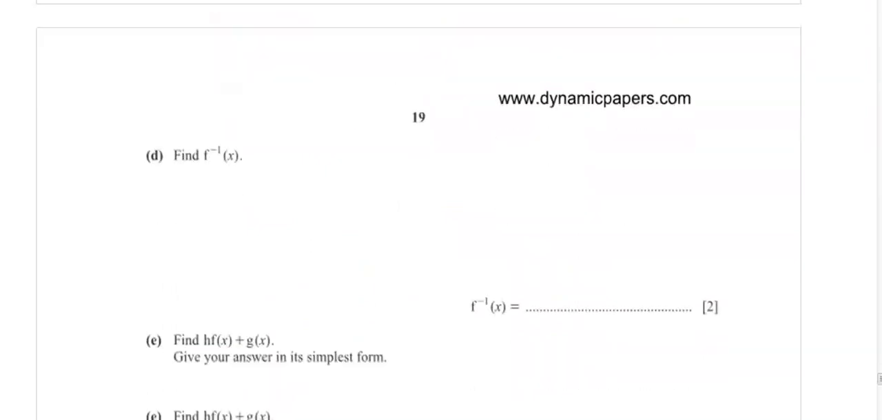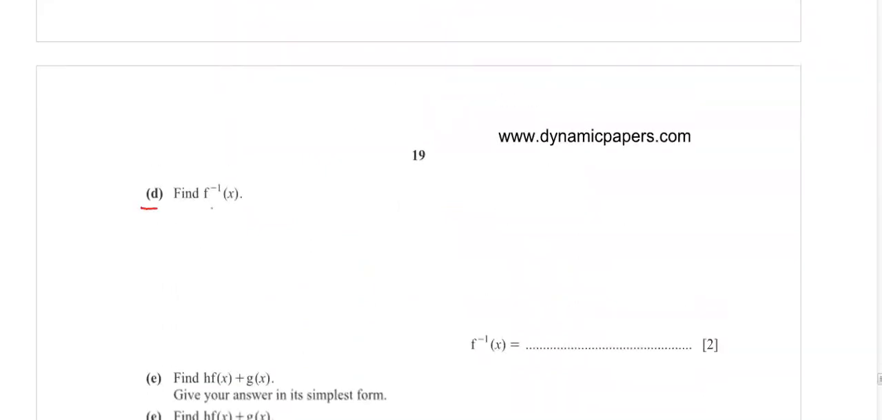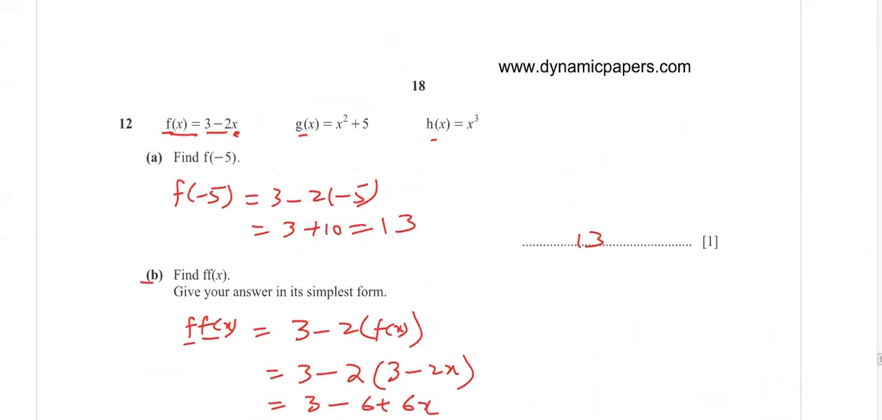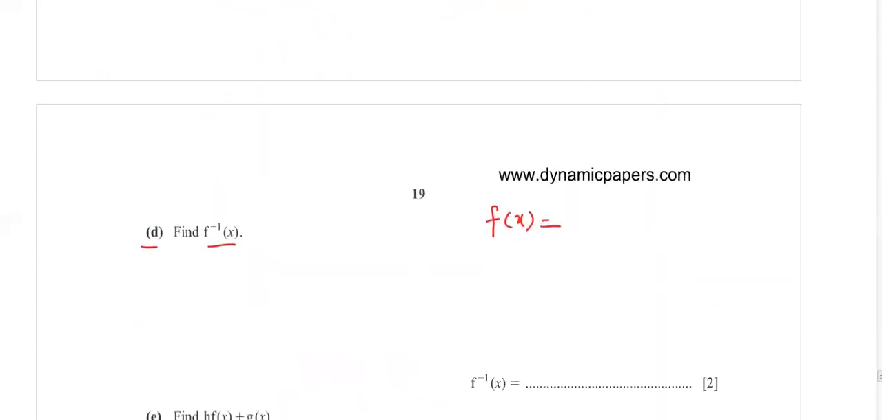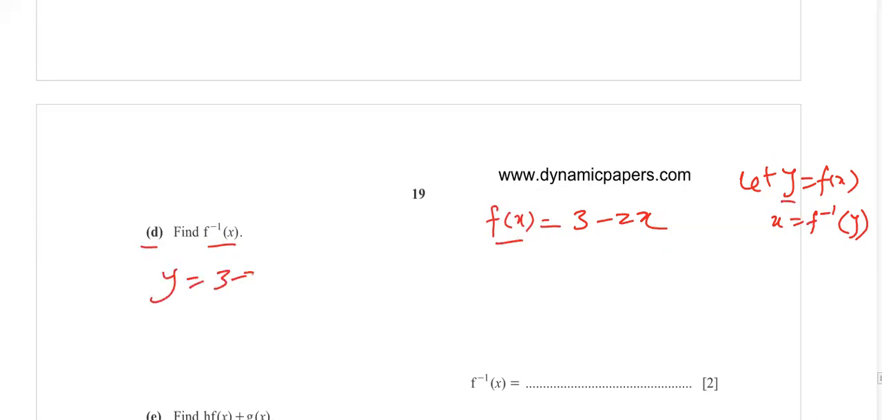Simple. Okay, then part D is find f inverse x. Now to find f inverse x, f of x is given. Let's go back and check what is f of x. 3 minus 2x. Now how do we find f inverse x? We always say, let y equal f of x and x equal f inverse y. So in this place write y. So it will become y equal to 3 minus 2x.